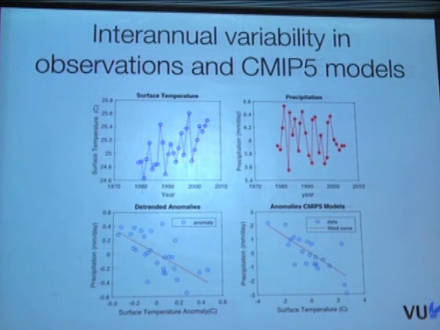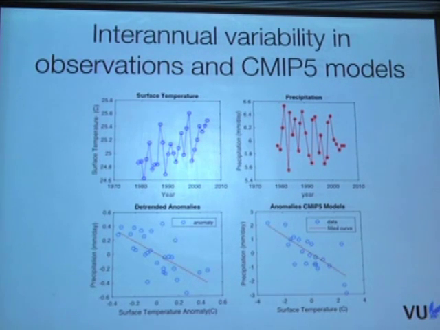Now, the nice thing is that if you plot the same thing for the CMIP5 models, and the 21 models of these, for each of these models, you can plot the average surface temperature against the average precipitation, and they also follow a straight line. And these lines, they are sort of with p-values below 100 or 1,000, so they are significant lines.